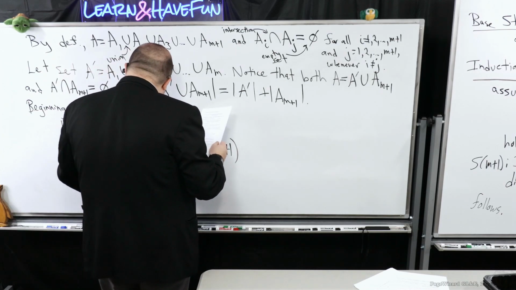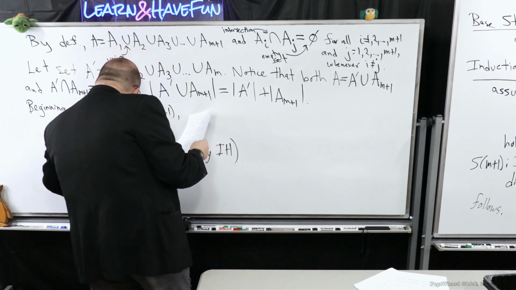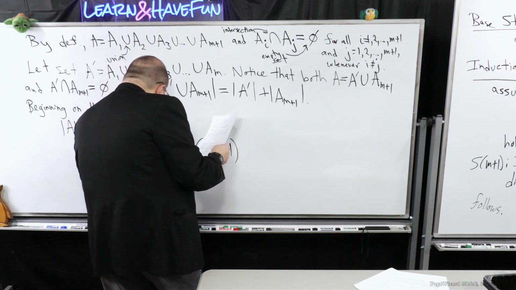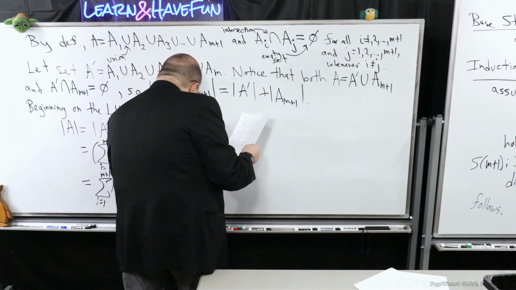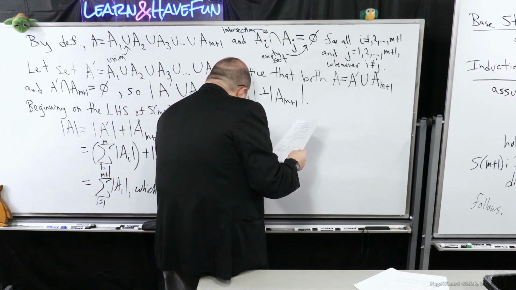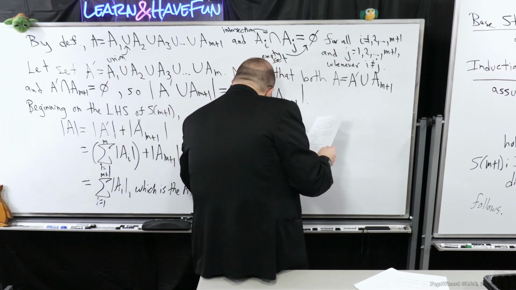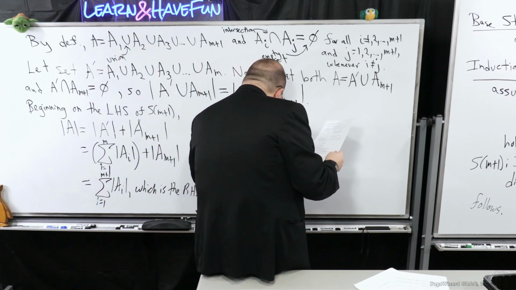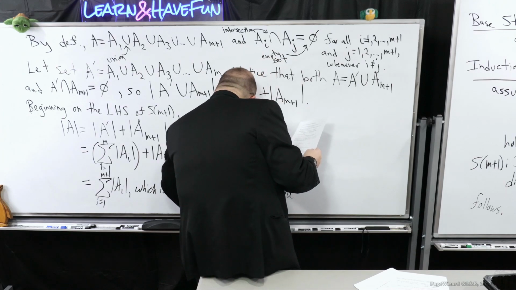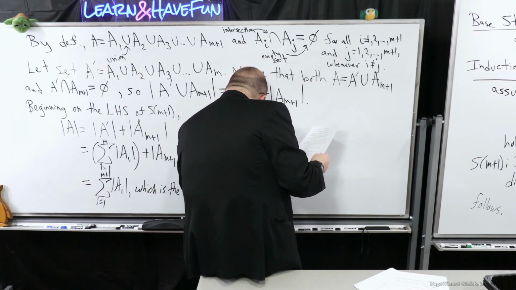So it's a sum from i equals 1 to m plus 1 of each A i, which of course is the right-hand side of S of m plus 1, right? Completing the induction step.